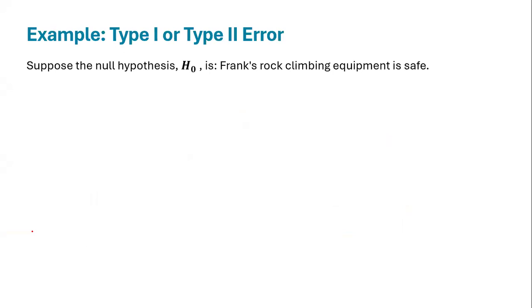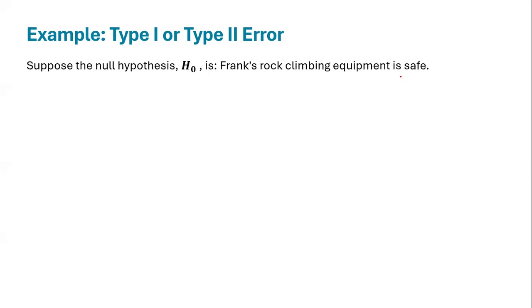Let's look at an example. It says, suppose that the null hypothesis is Frank's rock climbing equipment is safe. That's the null hypothesis, and it means the alternative must be the opposite: Frank's rock climbing equipment is not safe. If we have a type 1 error, what can we say? What is type 1 error? Type 1 error means rejecting the null when the null is true. When the null is true, that means Frank's rock climbing equipment is safe, but we reject it.